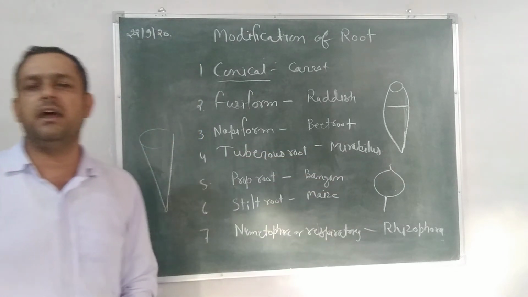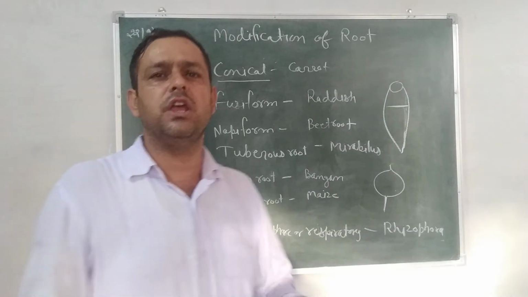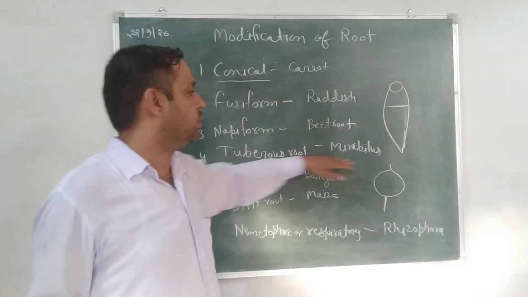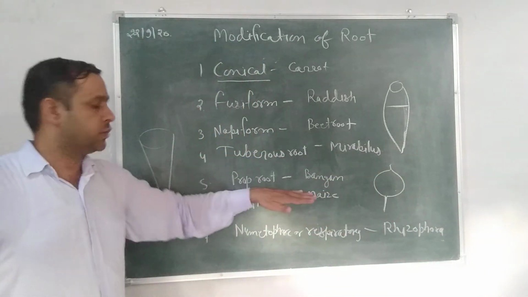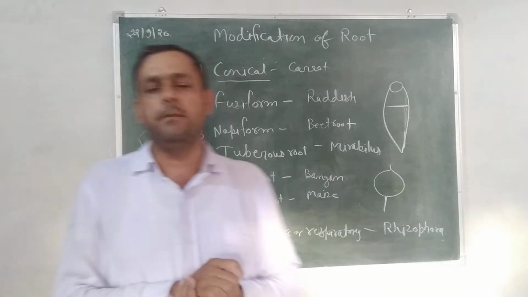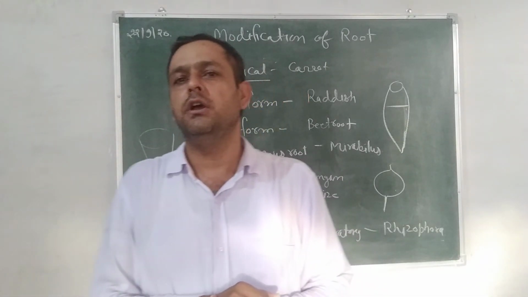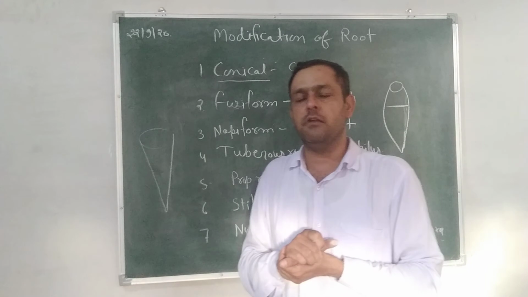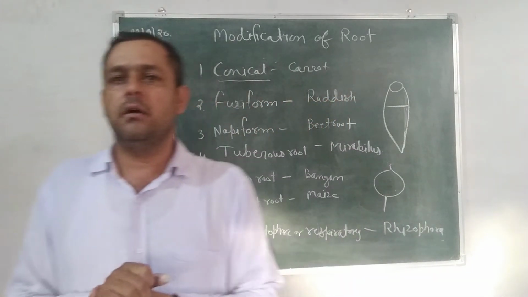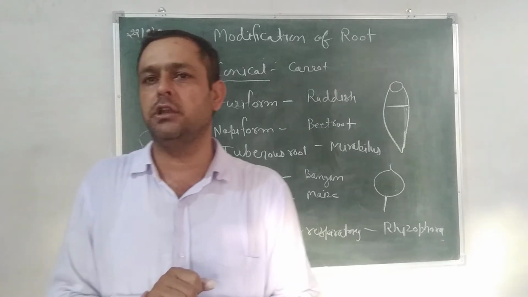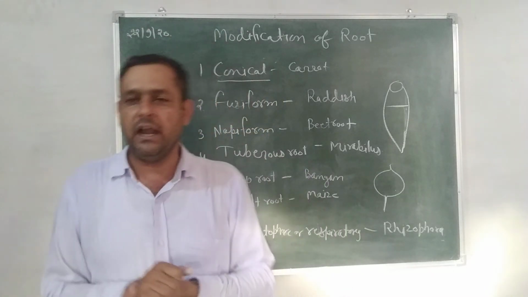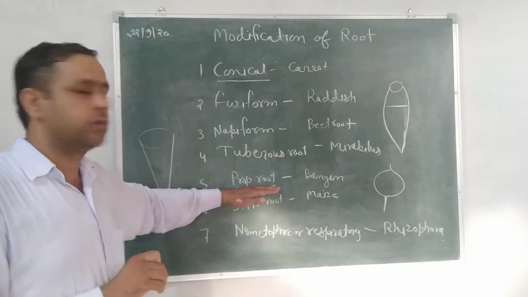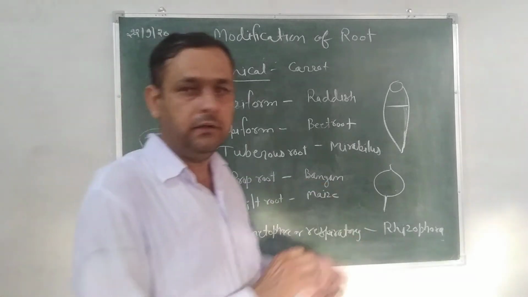Tuberous, whenever the storage of food material is very irregular, not in any manner, then it is called tuberous root. Example, mirabilis. Prop root, whenever we see the branches of a stem are so long, and the stem is not able to support them properly, so the branches send out some roots that go into the ground and give extra support to that branch. That is called prop root. Example, ficus or banyan tree.